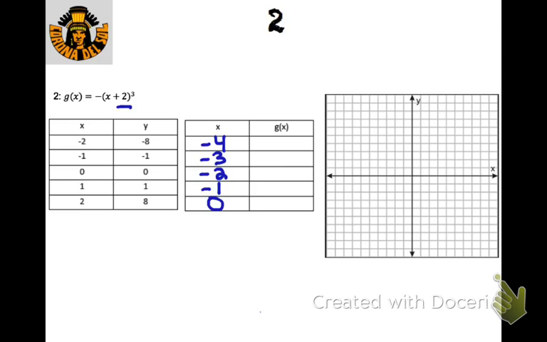And then the only change to the y's is it's reflected over the x-axis, so the y coordinates are the opposites. So instead of negative 8, it's 8. Instead of negative 1, it's 1. Instead of 0, it's actually still 0. And instead of 1, it's negative 1, and instead of 8, it's negative 8. Okay, and then you just plot those points, and again, I think you're all great at plotting points.